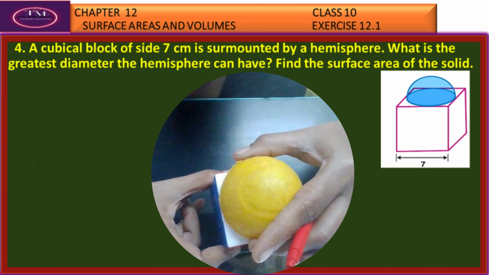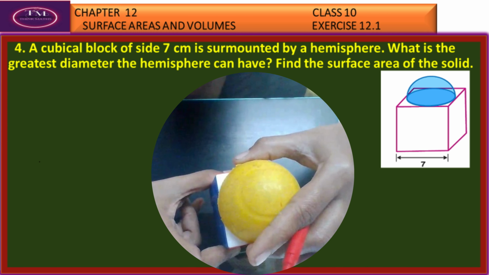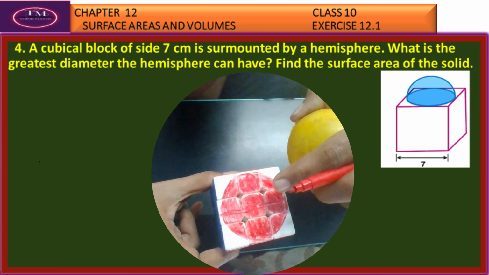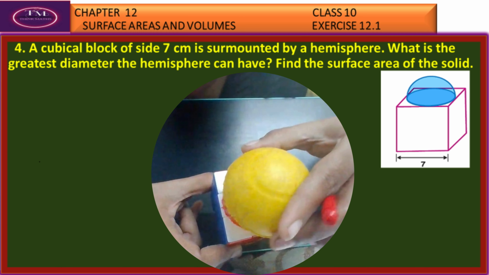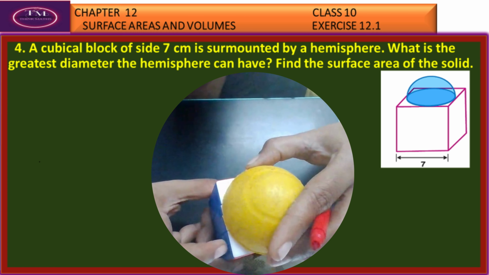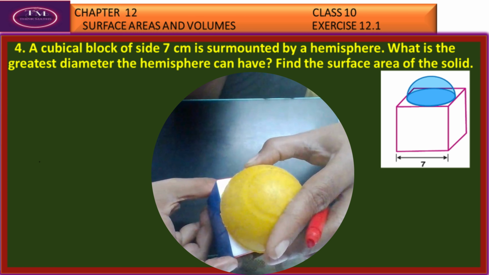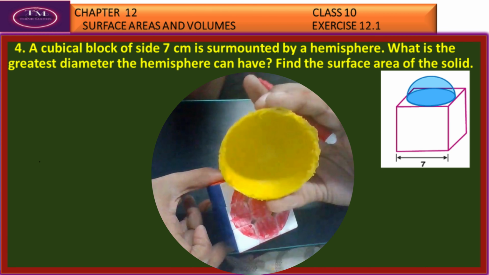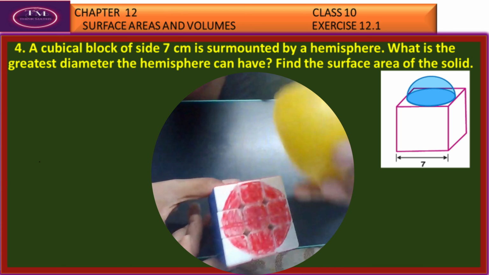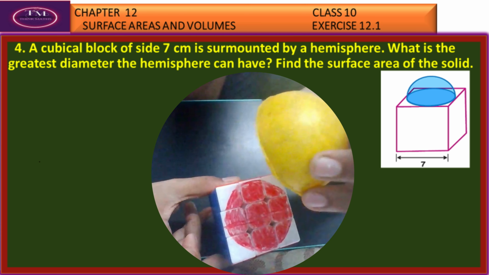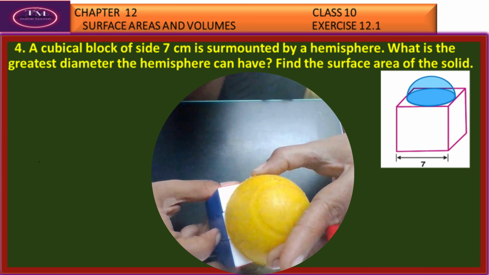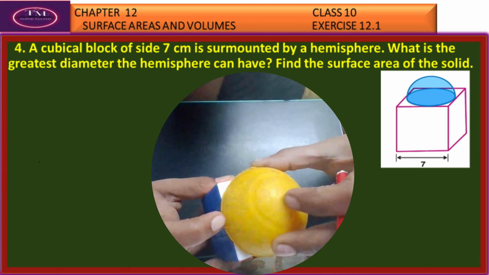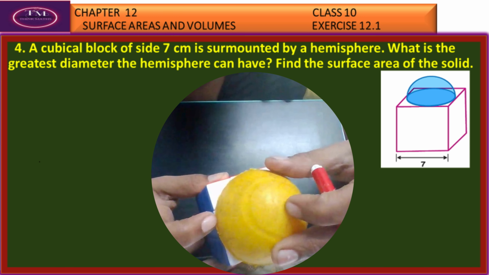When calculating the surface area of the cube, this area will be included, but it is not needed. So the surface area of the solid will be the surface area of the cube, from which we have to take out the base area of the hemisphere. So the surface area of the cube minus the base area of the hemisphere plus the curved surface area of the hemisphere.